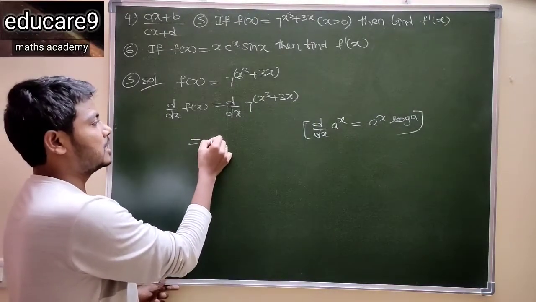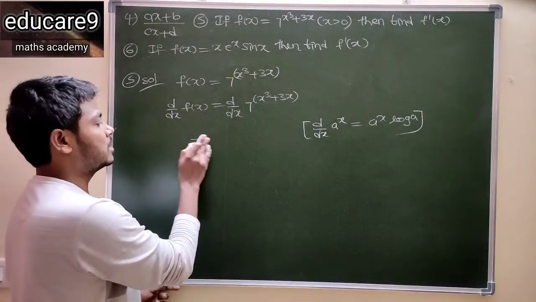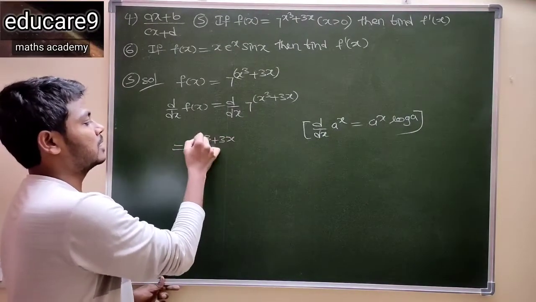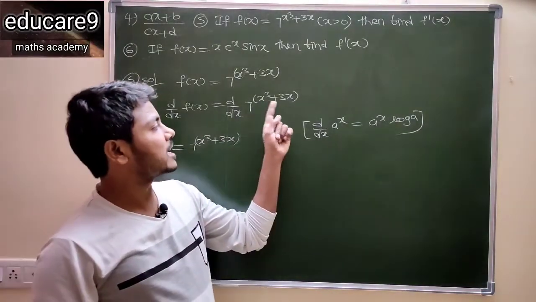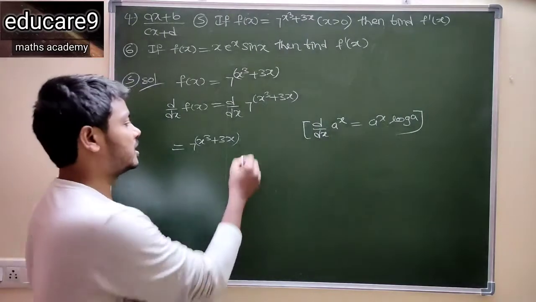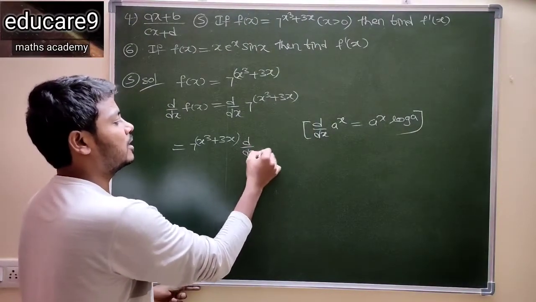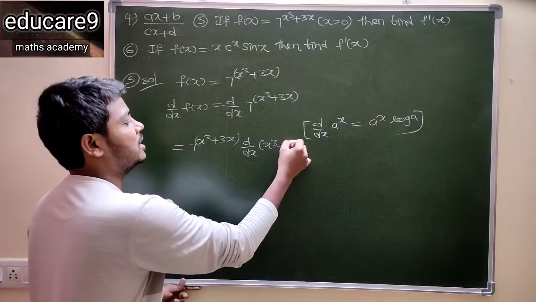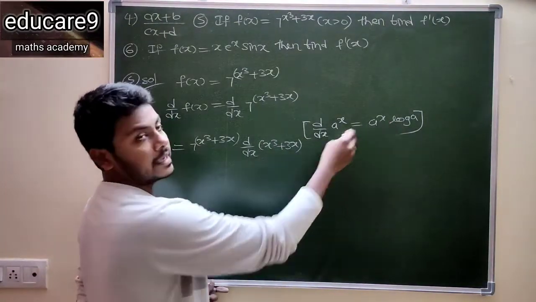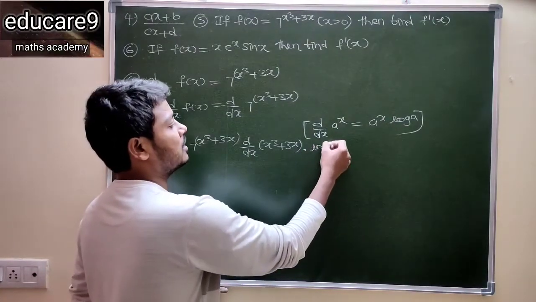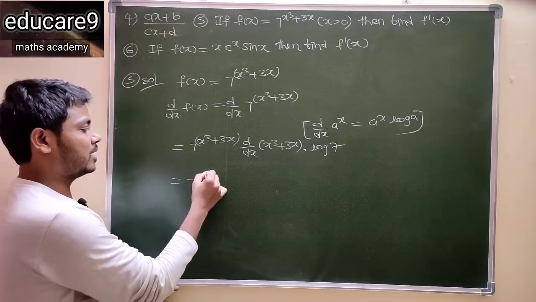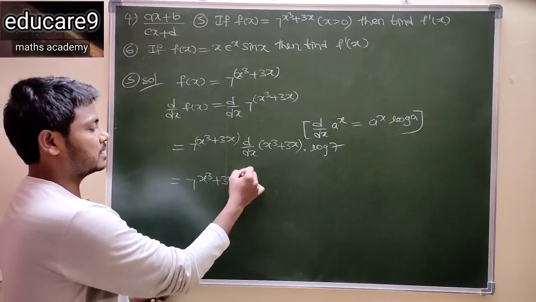So this is a power x, that is 7 power x cube plus 3x. But in place of x, x cube plus 3x is there. Again we have to differentiate this one, that is the internal derivative of x cube plus 3x, into what? log a. So what is that? log 7. Now this is 7 power x cube plus 3x.